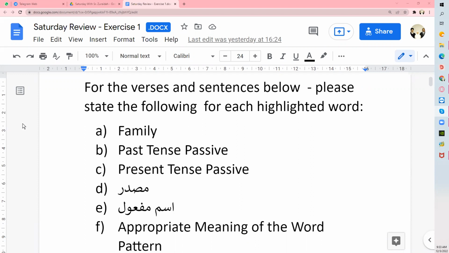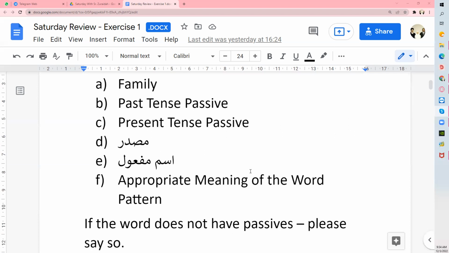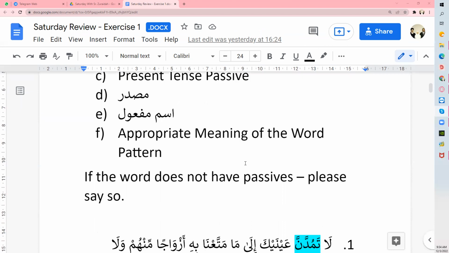Yes. So as you can see here, I'm putting in the question: for the verses and the sentences below, state what family the word belongs to, and then say what is the past tense passive, the present tense passive, the masdar, the isim maf'ul, and what is the appropriate meaning of using that family here.